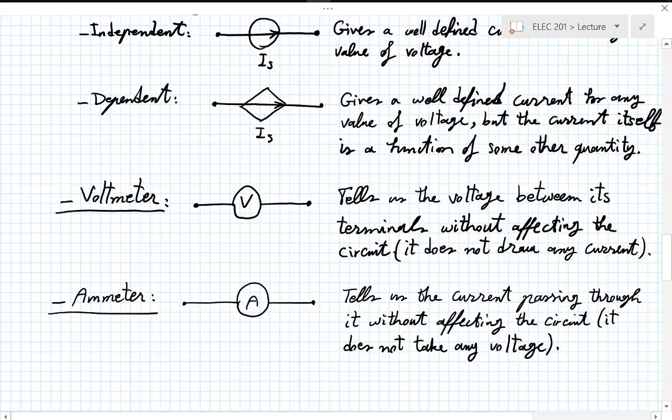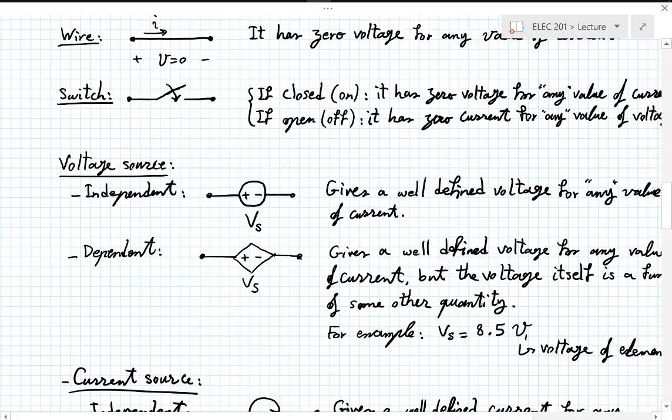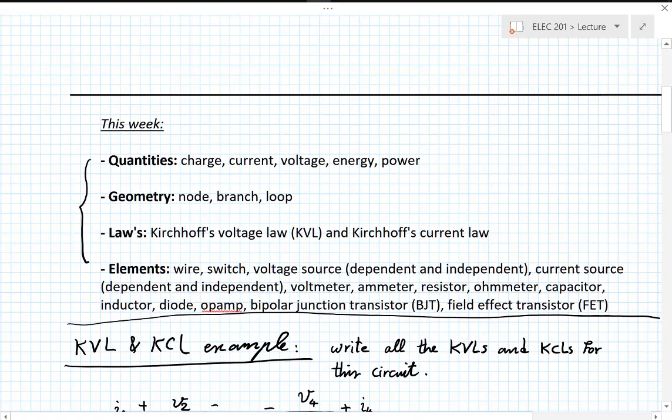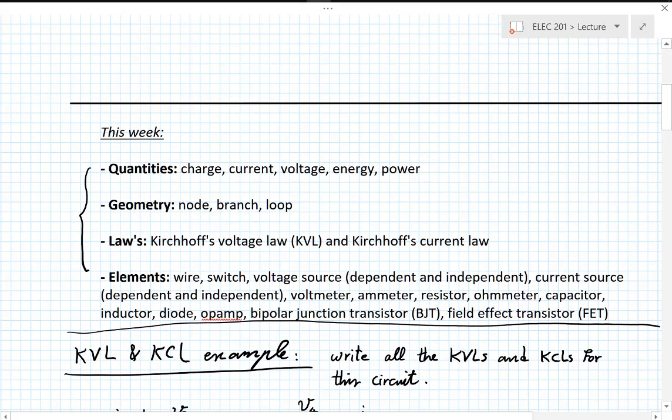Okay? Yes? So why is it that the voltmeter has infinite resistance? Because if V equals IR, wouldn't that mean it has infinite voltage?